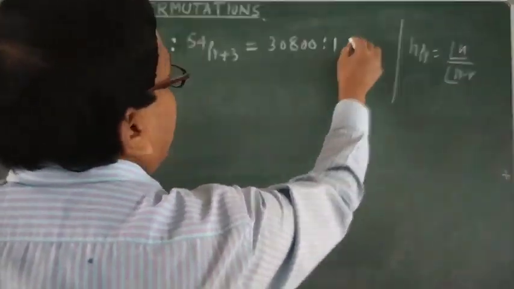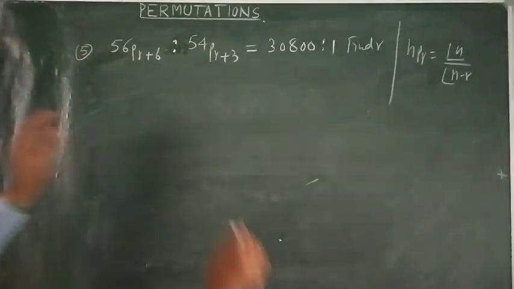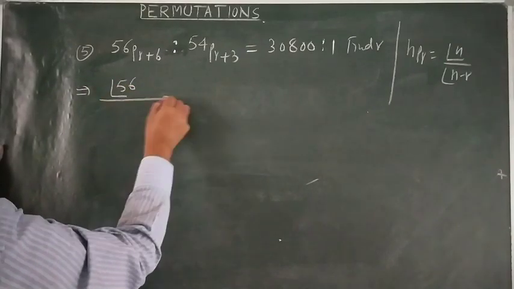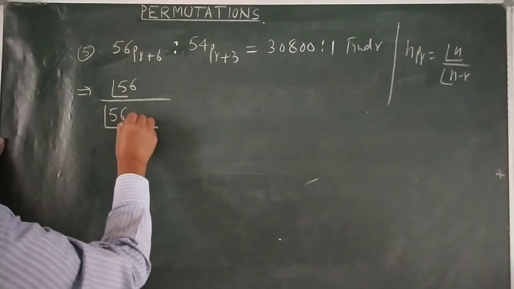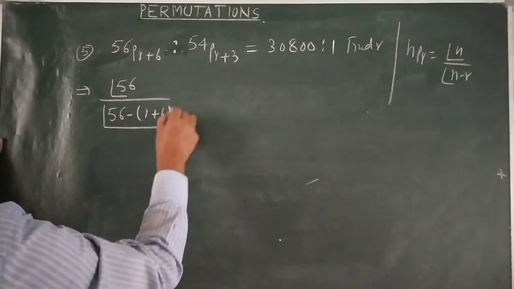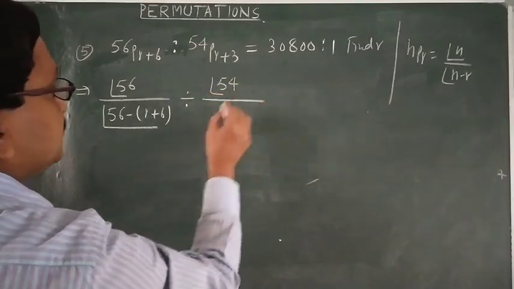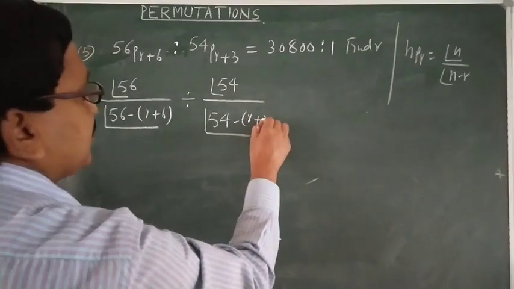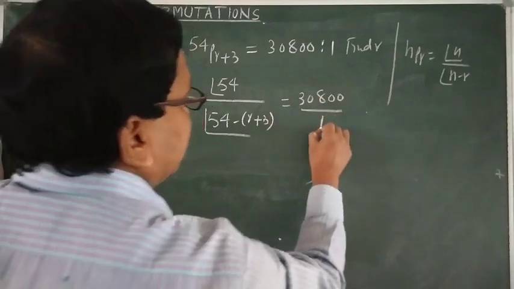Ratio 1, find R. Now to find this, we use the same formula. This implies factorial 56 by factorial 56 minus R plus 6, divided by factorial 54 upon factorial 54 minus R plus 3. So this is equal to 30800 by 1.